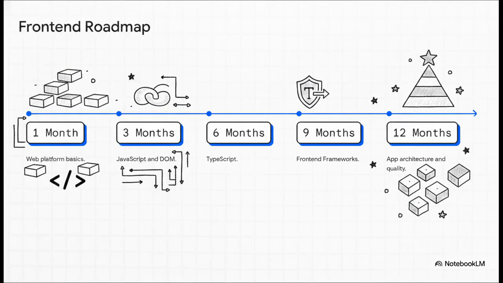Of course, mastering the web isn't an overnight thing. It's a journey, following a complete front-end roadmap. In your first month, you're really just nailing down the platform basics, pure HTML and CSS. By month 3, you're diving deep into JavaScript and manipulating that DOM tree we talked about to make things move. As you push toward the 1-year mark, you start layering in the heavy hitters, tools like TypeScript, big front-end frameworks like React or Vue, and finally, robust application architecture and quality testing. It's a marathon, not a sprint, and you build that expertise layer by carefully constructed layer.